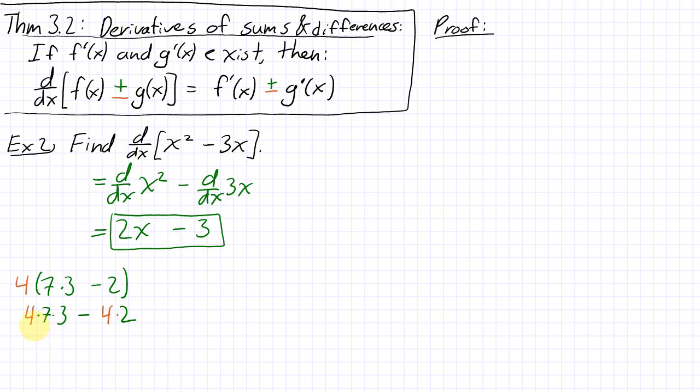And then you could, if you have 4 times 7 times 3, of course you could write that as 7 times 4 times 3 minus 4 times 2 if you wanted. And so you can do stuff like that with numbers. This theorem and the one before says that that works with derivatives too.